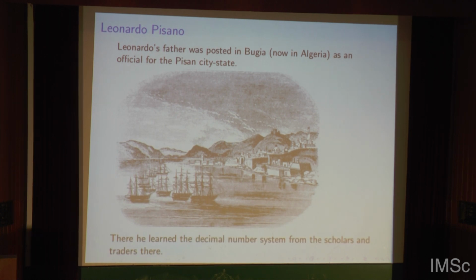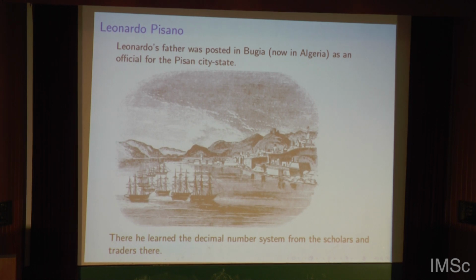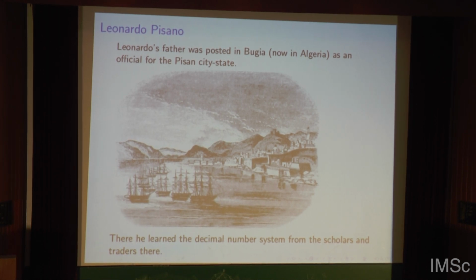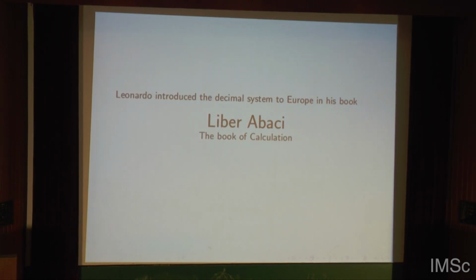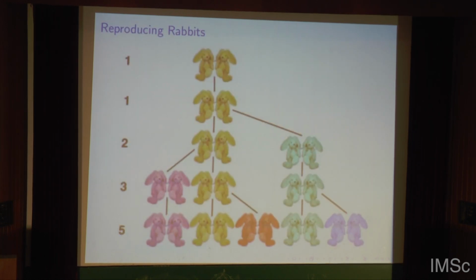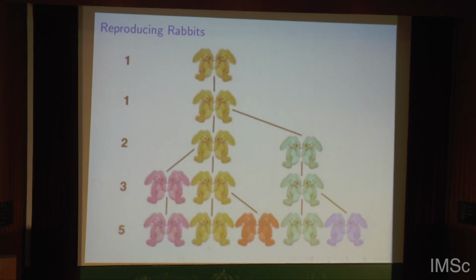And there was influence from Persia, which then had influences from India. And there Fibonacci learned the Hindu-Arabic decimal number system. And he introduced this system to Europe in his book called Liber Abaci. Liber Abaci is just Latin for the book of calculation. And well, it's an amazing thing that he did, but unfortunately, he's remembered for a rather silly example in that book about reproducing rabbits.